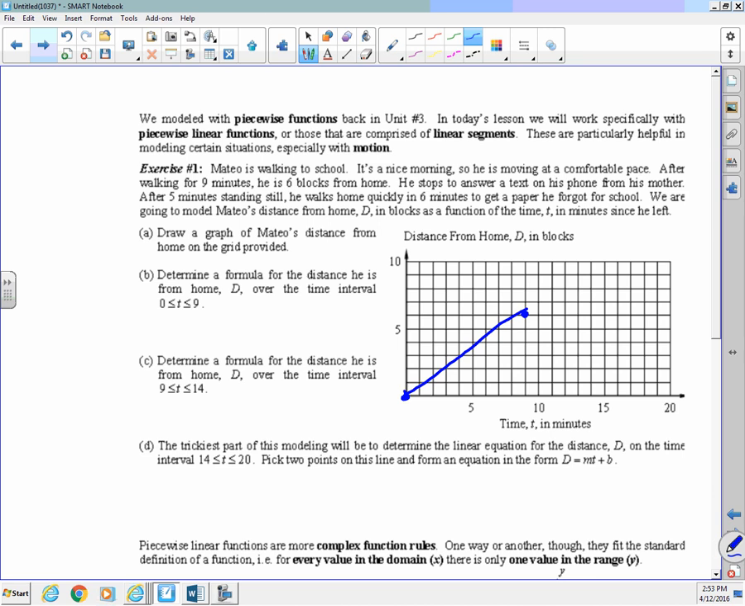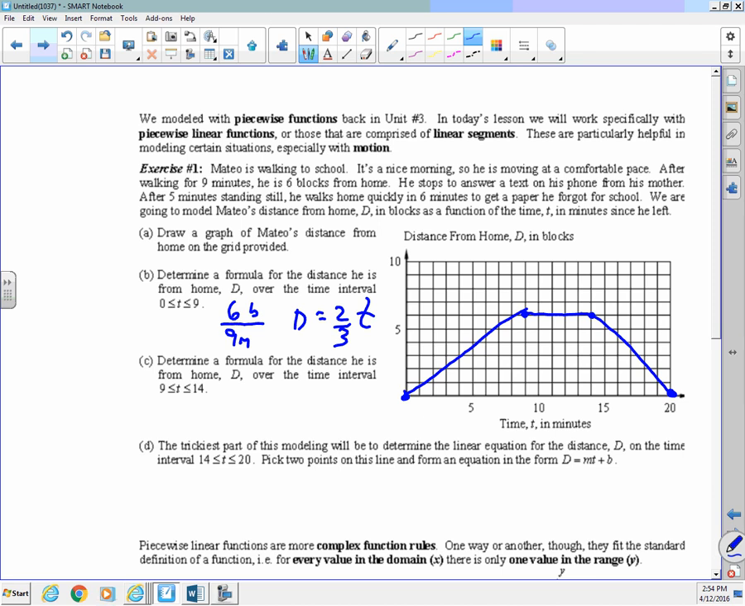He stops to rest, to text his mom for 5 minutes. So through 14, he's there. And then he goes at a constant rate until he gets home after 20 minutes, which is there. So from 0 to 9, he went 6 blocks in 9 minutes, or 2 blocks for every 3 minutes. So distance equals 2/3 times t.